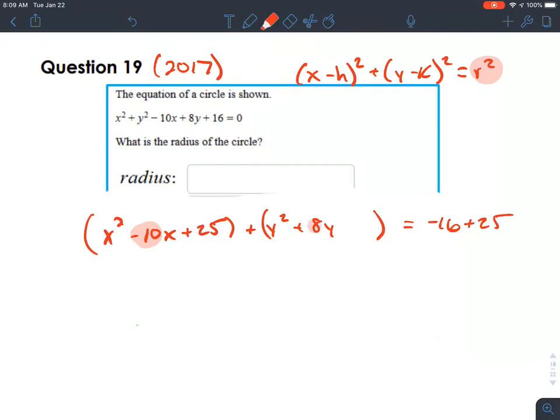For my trinomial with the y's in it, I'm going to take half of the coefficient of y, half of 8 is 4, and I'm going to square it. That's 16. If you do something to one side, you got to do it to the other. So what does that do for us?